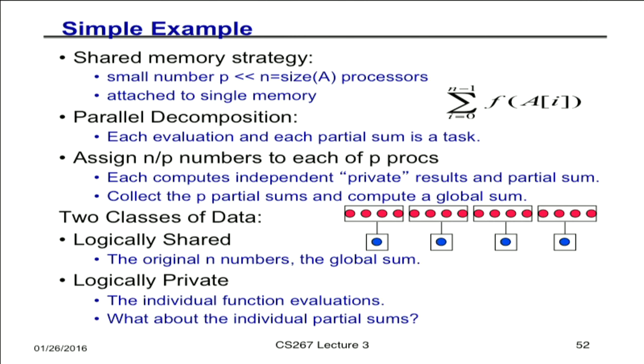say the first processor is going to be responsible for applying the F to the first 4 elements and then adding the result of that together. And then when each one of them has finished their piece, they'll add all the results together and get that. So we have both data that's logically shared, that might be the array, and the global sum that comes out of the bottom, and things that are logically private, so that might be the 4 intermediate results that you're going to add together in order to get the sum.